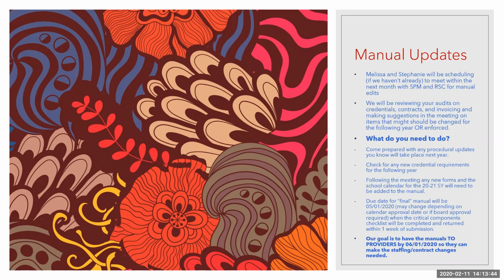And then the due date for the final manual for my schools is going to be May 1st. That may change depending on, I know some of you have to have a board approval and all those kind of things. So we'll play it case by case, but May 1st is our goal to have it to me, and then I can do the critical components checklist to send back to you within a week of getting your manual.